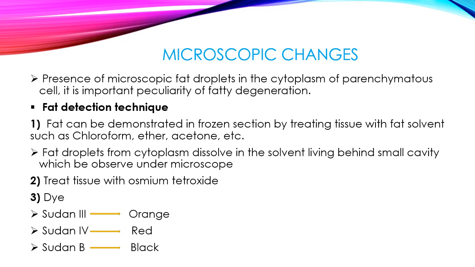The next technique for fat detection is using different types of dye like Sudan III, Sudan IV and Sudan B, because these dyes give a specific color reaction when treated with fat. When Sudan III is treated with fat, it gives an orange color. Sudan IV gives a red color, and Sudan B gives a black color.